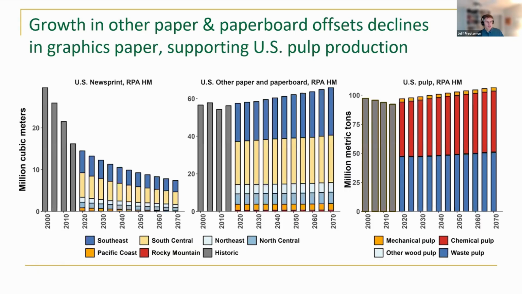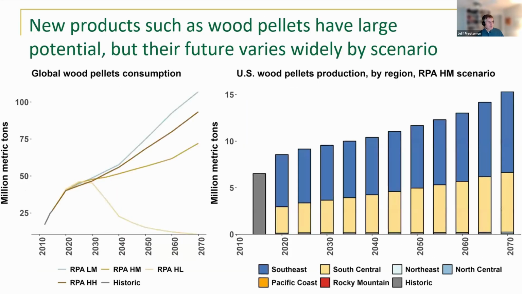In terms of, we can also break that down by pulp. It's important to see here that a big share of the fiber going into the paper sector is in fact recycled fiber. We call that waste pulp in this model. So a lot of the paper that you're recycling is going back into products, and that trend will continue into the future.